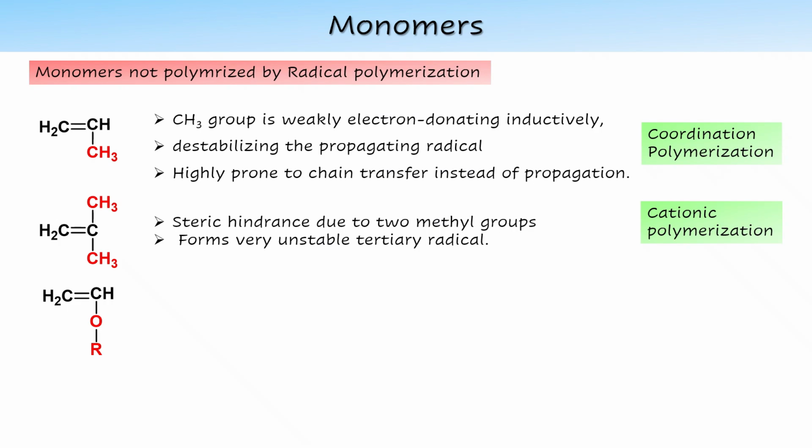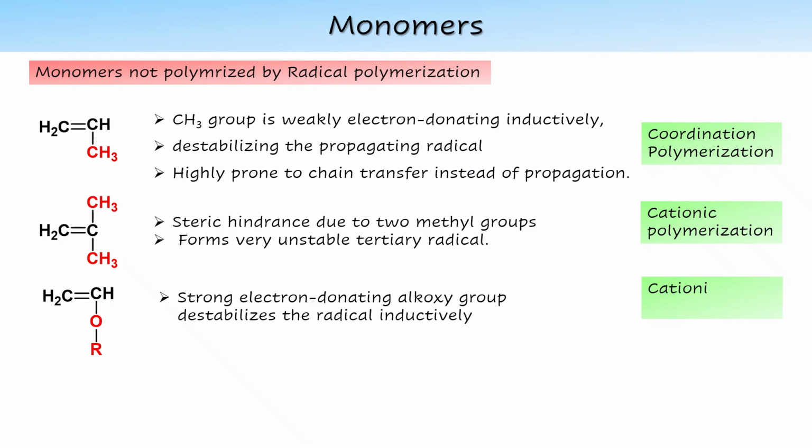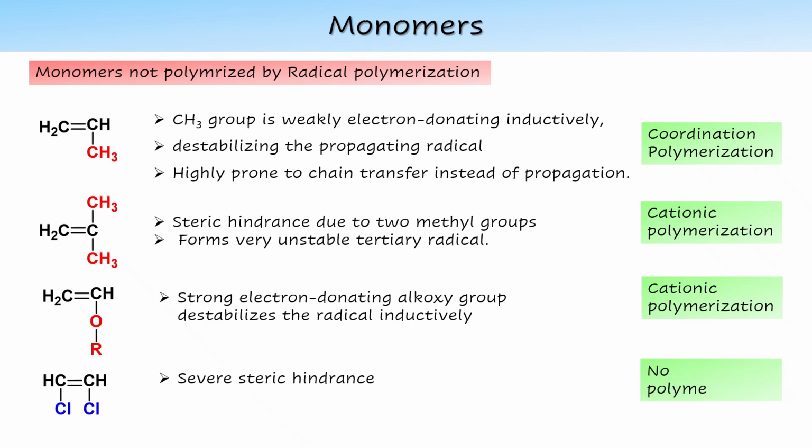Vinyl alkyl ethers have a strong electron donating alkoxy group that destabilizes the radical inductively, but they are highly reactive towards cationic polymerization. The 1,2-disubstituted ethylenes, like 1,2-dichloroethylene, have severe steric hindrance, hence it prevents efficient radical addition or propagation. So this cannot be polymerized by radical polymerization. In fact, this polymer cannot be polymerized by any of the polymerization techniques. However, CH2=CCl2, 1,1-dichloroethene, can be polymerized by radical polymerization.